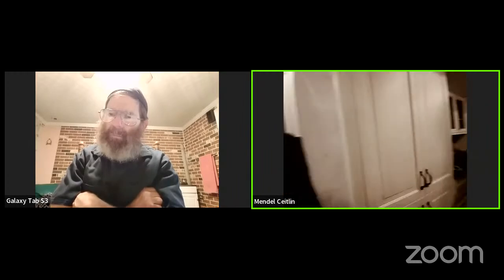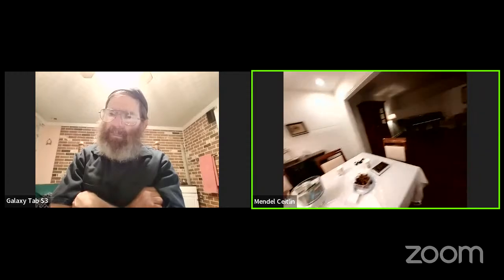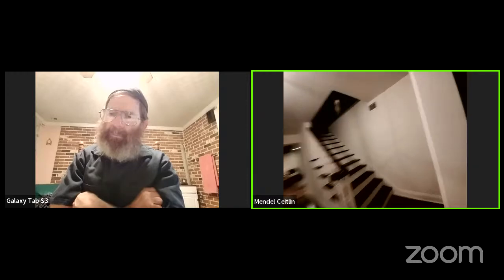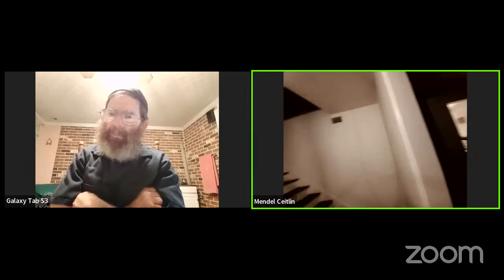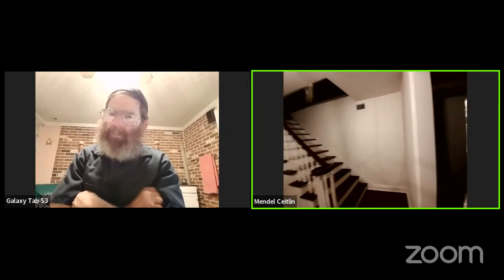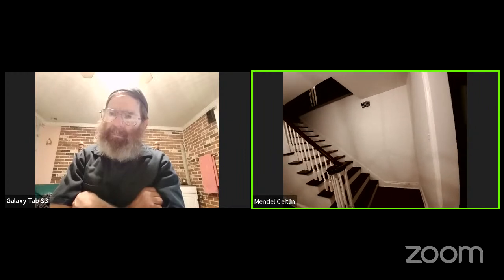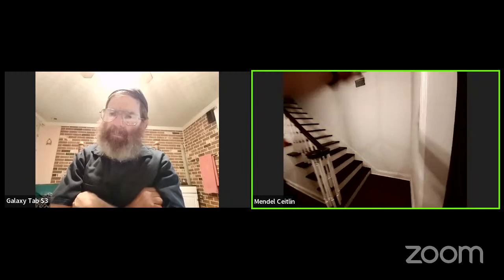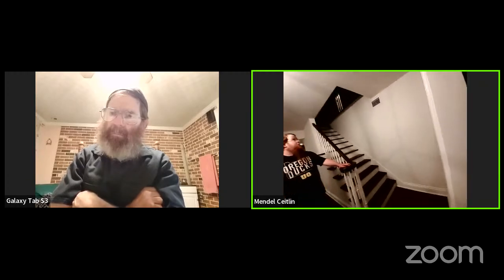Oh, what about that stairway entrance? I guess that's not 6 by 6. No, that's nothing. Is this tall enough? There's no window here. That's right.